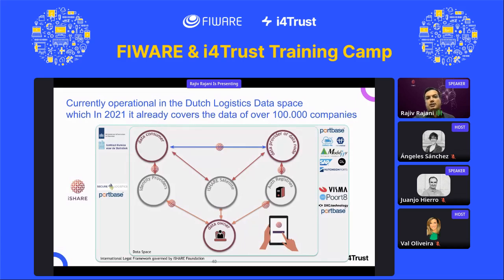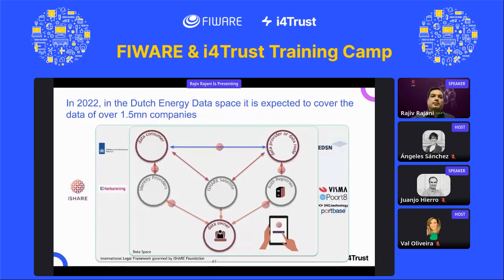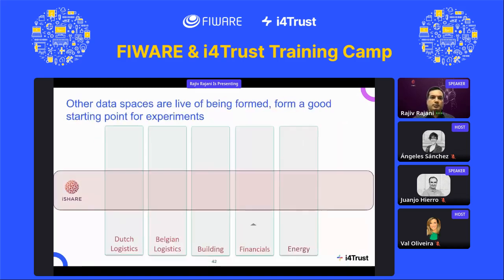Furthermore, currently in the Dutch logistics space, data for more than 100,000 companies is available and being shared by different participants. You can see some examples here. And what we expect, we also have an upcoming energy data space. Once it is operational, the data of around 1.5 million companies would be available within that data space for other consumers in a trusted manner, of course.